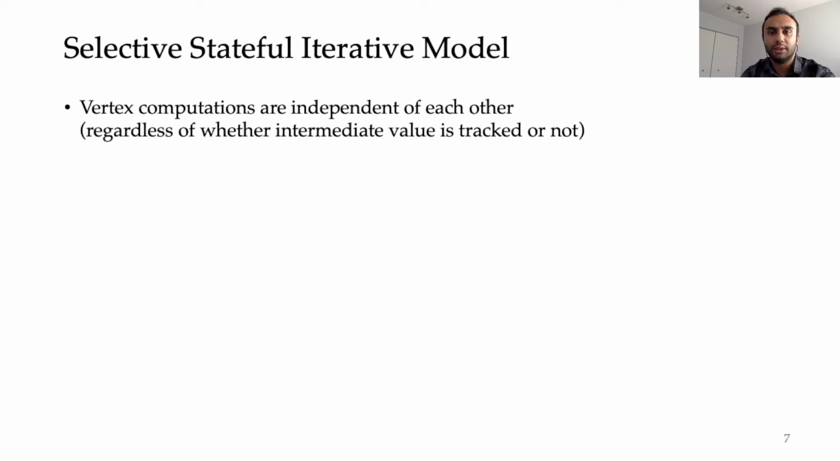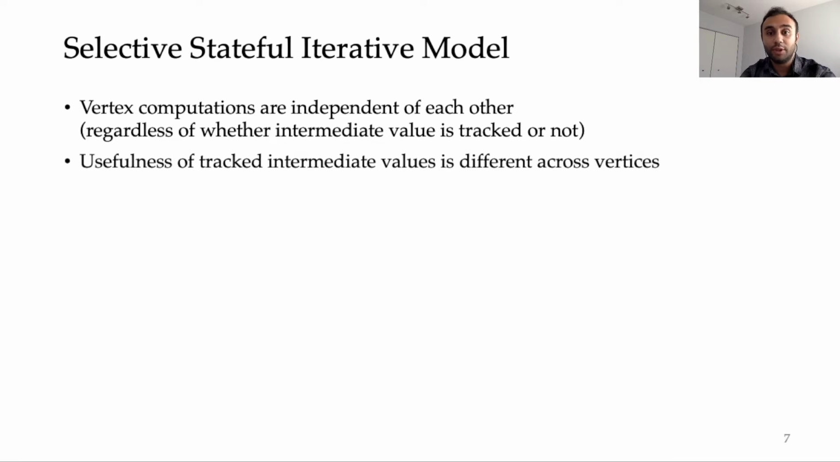So incrementally computing a vertex value is only dependent on the intermediate state saved for that vertex, and it is not dependent on the state for other vertices. And the second key insight is that the usefulness of different portions of the intermediate state is different. This means intermediate states for certain vertices would end up reducing more computation than those for other vertices.